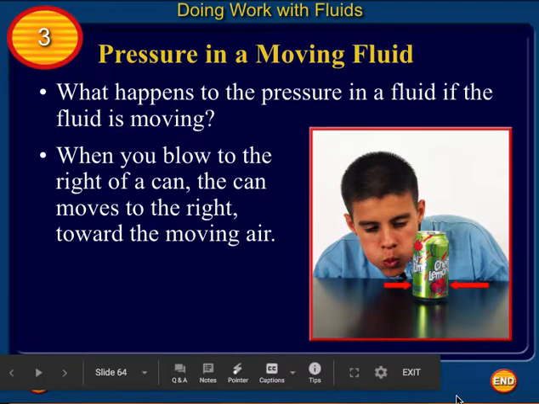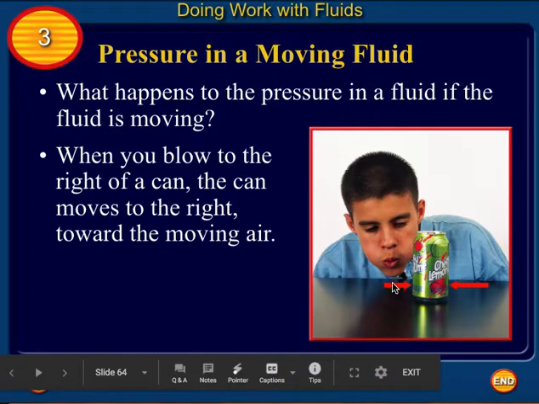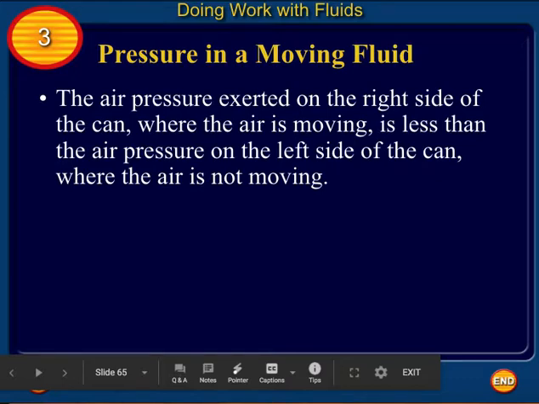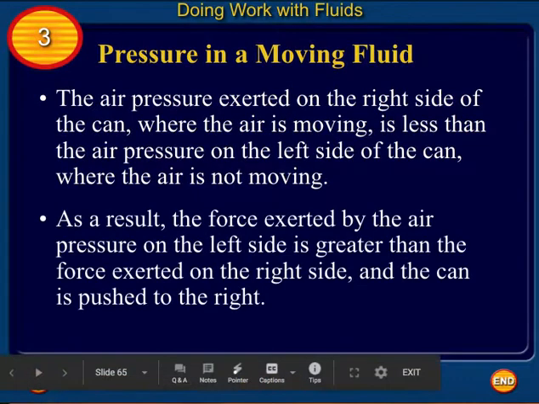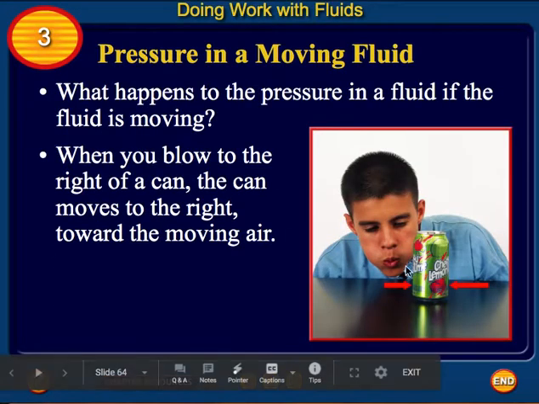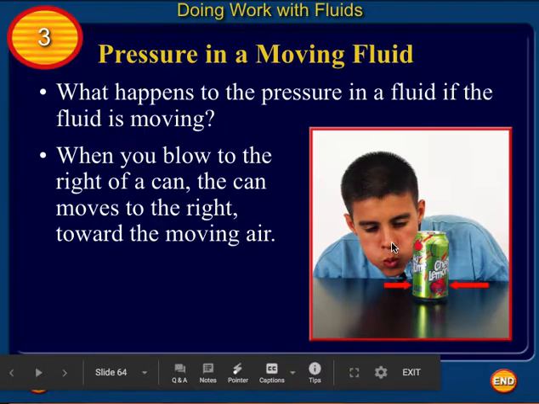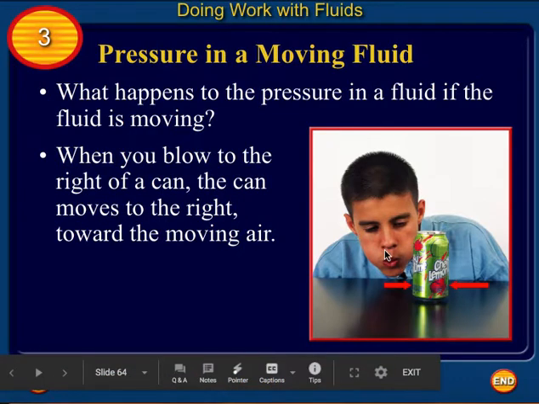What you should see is that when you blow to the right of the can, on the side of the can here, the can moves in the direction that you are blowing. You would think that because I applied air pressure here that it would move this way, but you're doing something different getting that fluid moving. The air pressure exerted on the right side of the can where you were blowing is moving faster. So the pressure is actually less than the air pressure on the left side of the can where the air is not moving. As a result, the force exerted by the pressure on the left side of the can is greater than the force exerted on the right side. You can get the can to move in that direction. So if you have air moving here, have fluid moving here, it actually lowers the air pressure, and the can will actually slide in that direction because there's a higher air pressure here that's pushing on the outside of that can.